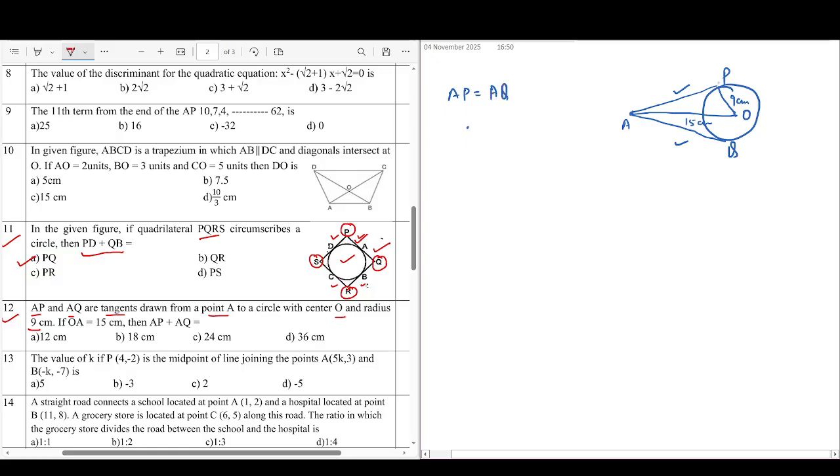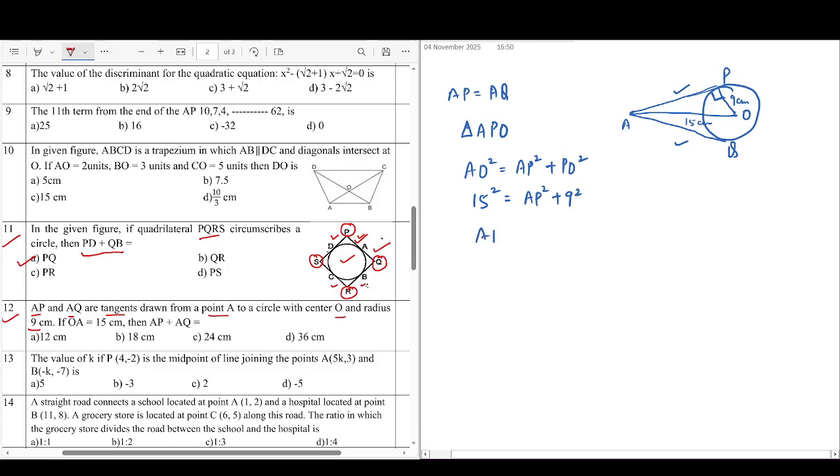Now we will look at the triangle APO. We know that the tangent is always perpendicular to the radius. So this angle is 90 degree. That means it is a right angle triangle, and in the right angle triangle AO is the hypotenuse. So we can say by Pythagoras theorem that AO square is equals to AP square plus PO square, right? Now AO is given 15, so we can write 15 square is equals to AP square, which we have to find out, plus PO square, which is 9 square.